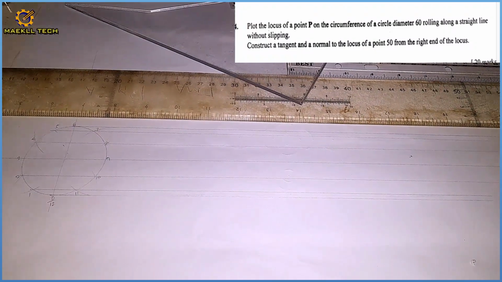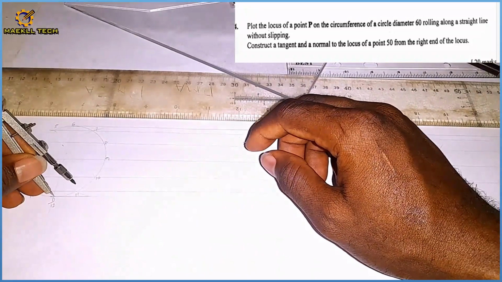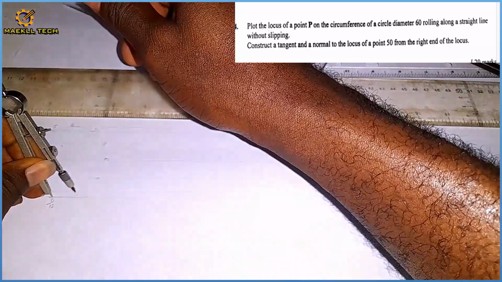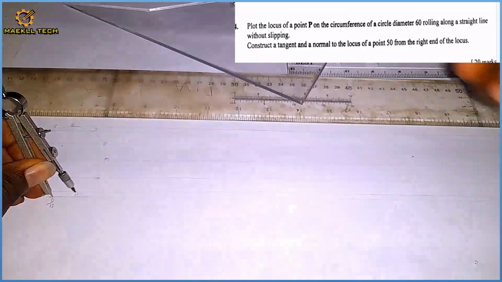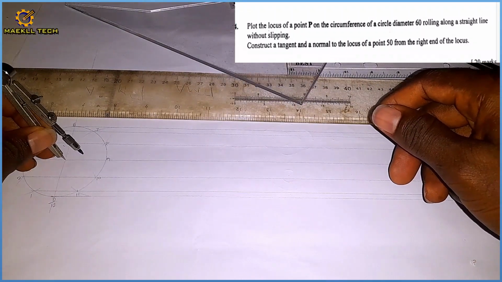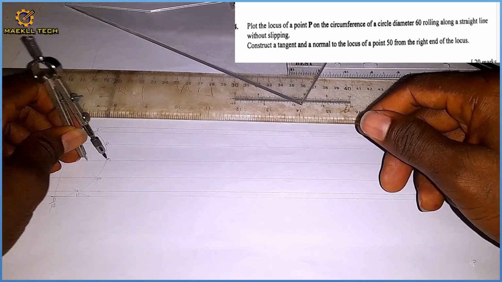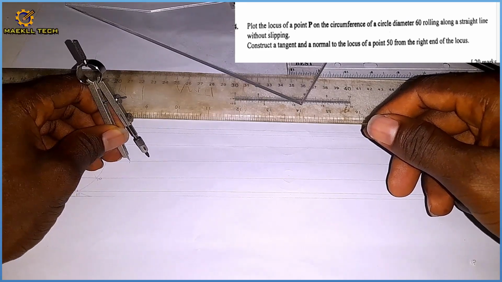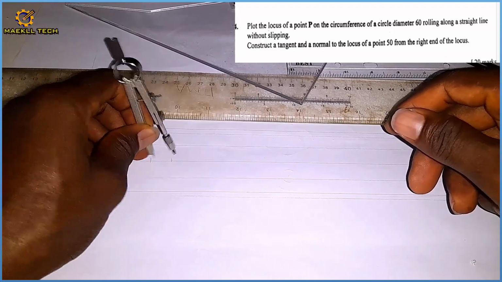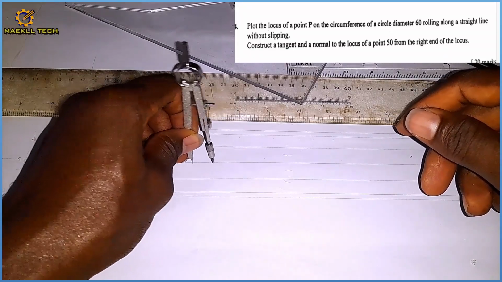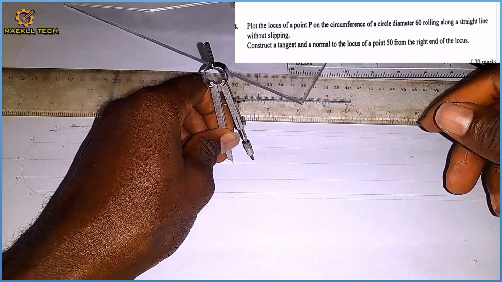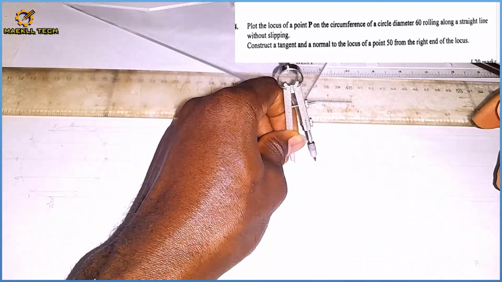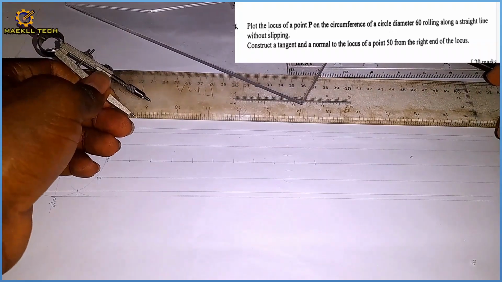Now after doing that, the next thing is I will place my compass from mark 0, extend it to mark 11 here, pick that mark, and step it off from the middle like this 12 times. 1, 2, 3, 4, 5, 6, 7, 8, 9, 10, 11, and 12. Stepping it off 12 times like that.